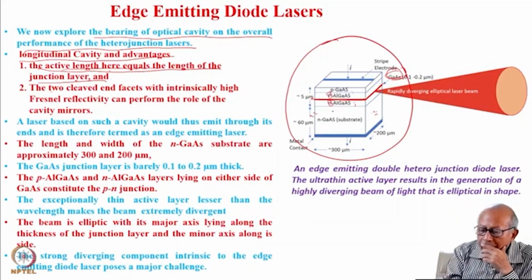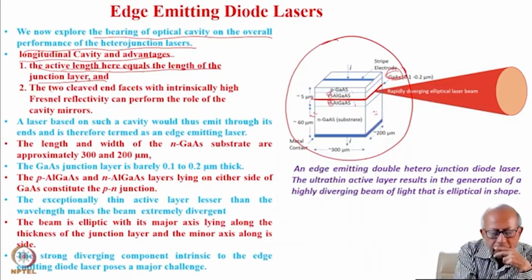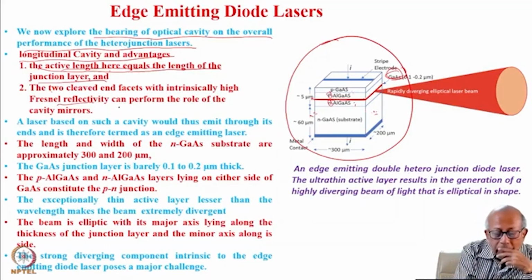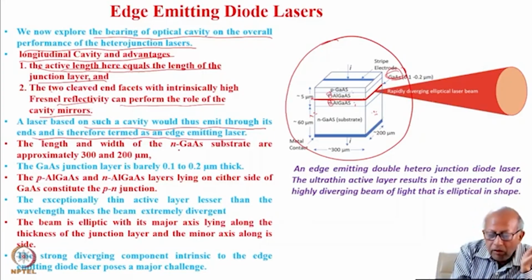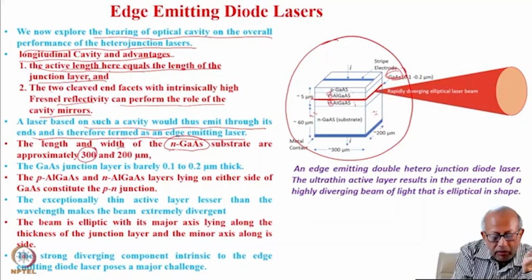And the two cleaved end facets with intrinsically high Fresnel reflectivity, because its refractive index is so high as I have just explained, can perform the role of the cavity mirrors. A laser based on such a cavity would thus emit through its ends and is therefore termed edge emitting. The length and width of the N gallium arsenide substrate are approximately 300 and 200 micron.